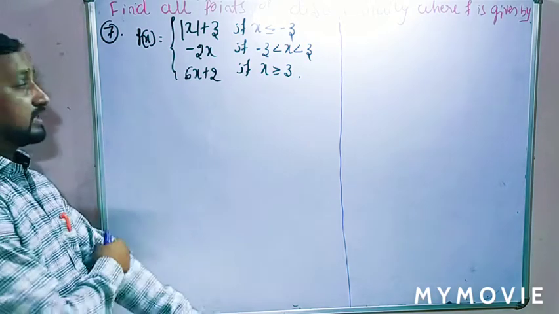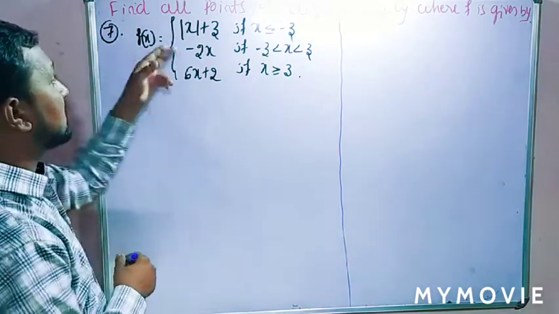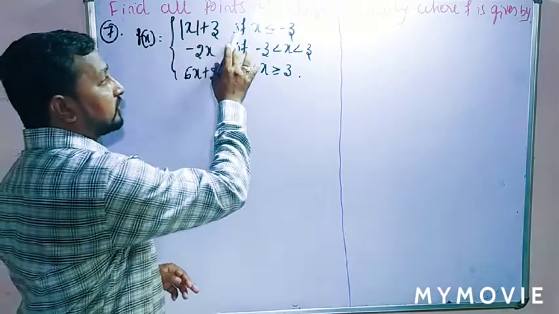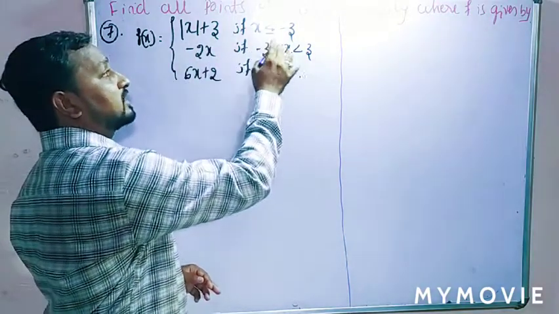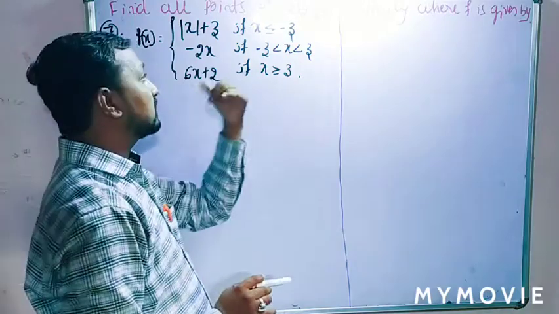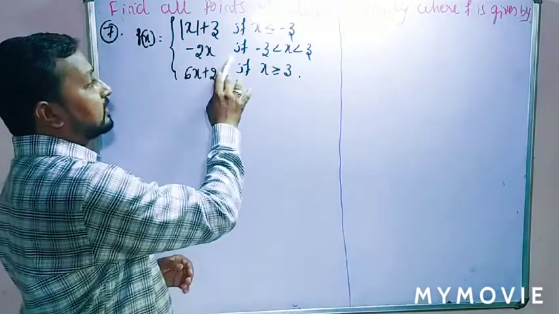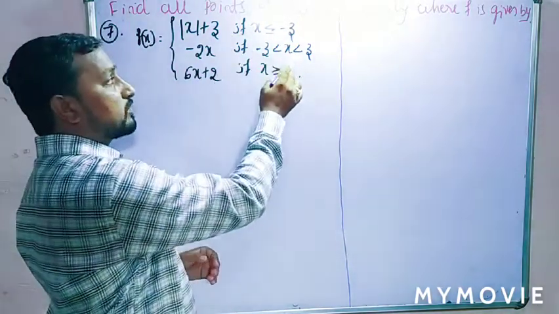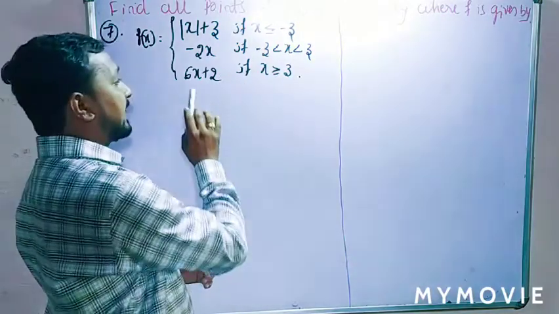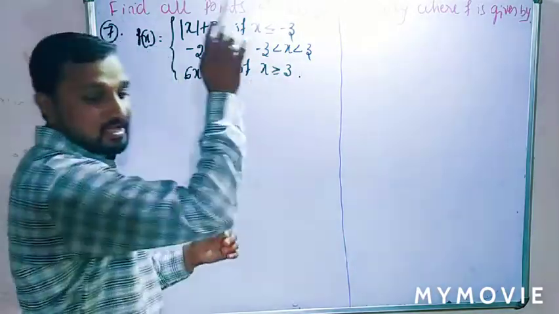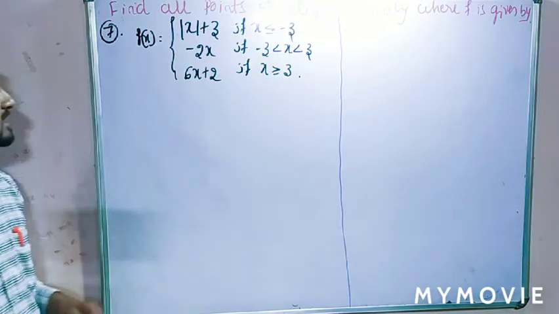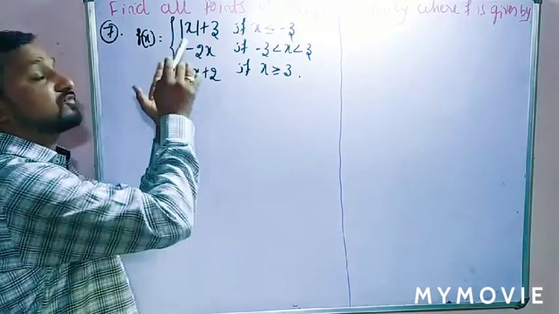Students, this is also an example: f of x is equal to mod of x plus 3 if x is less than or equal to minus 3, minus 2x if x lies between minus 3 and plus 3, and 6x plus 2 if x is greater than or equal to 3. So students, in this function there are 3 sub functions.